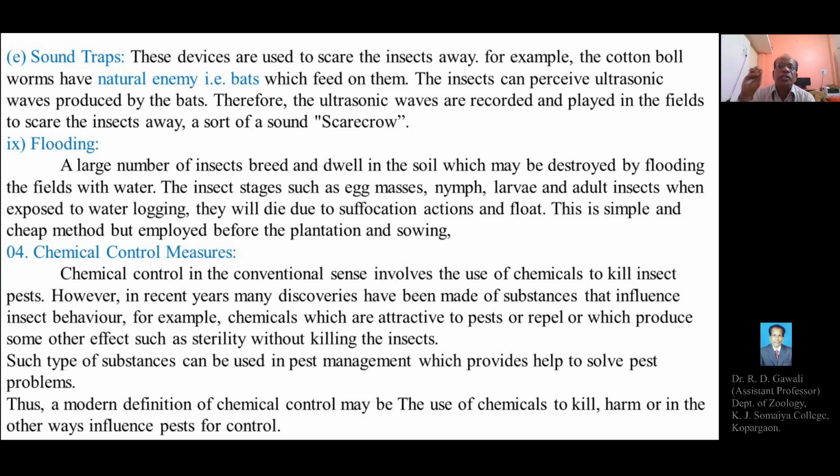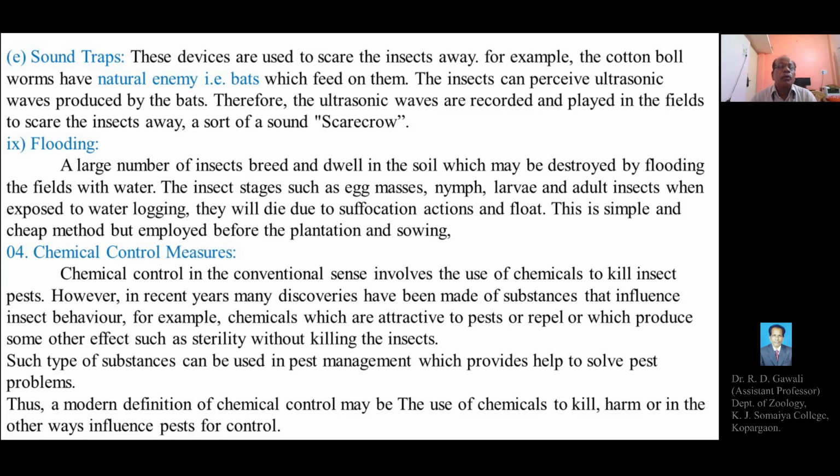So this is a simple and cheap method, but employed before the plantation and the sowing. So the flooding technique can also be used for the destruction or killing of insect pests which are living or breeding in the soil. Simply by flooding the fields with water, different stages of the insect pest, that is egg masses, nymphs, larvae or adult insects, can die due to suffocation when the field is infested with this type of pest.